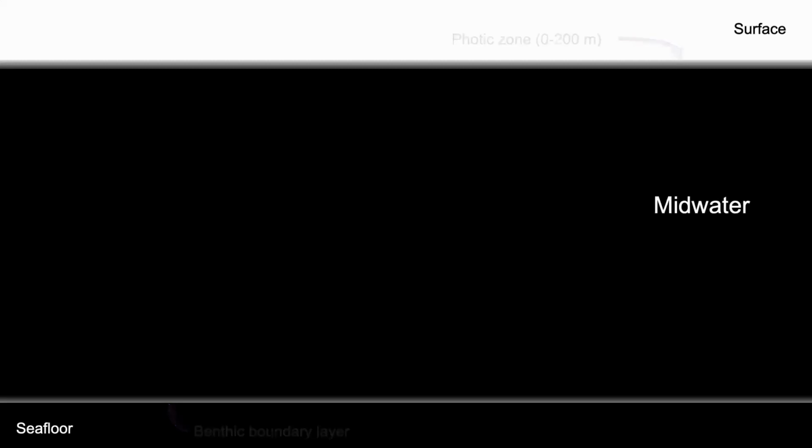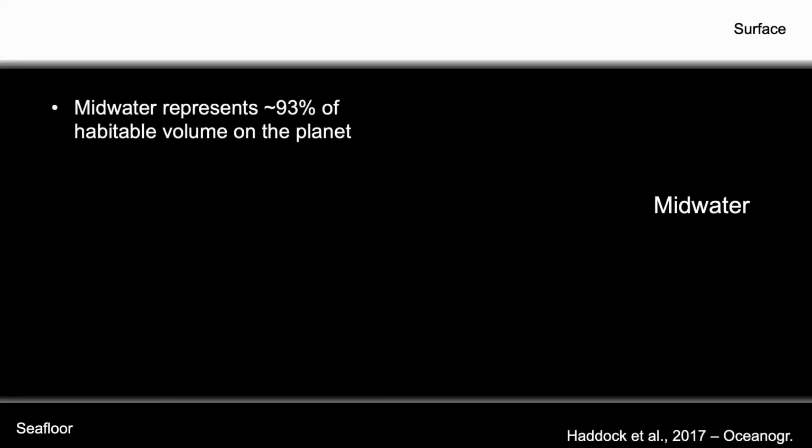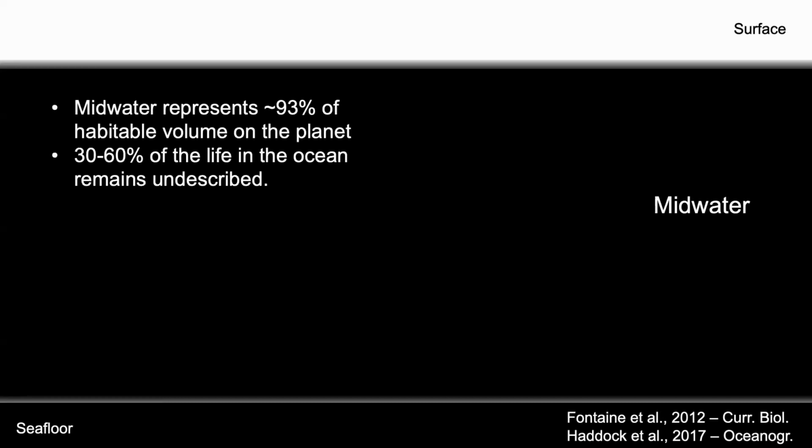And in a space as big as this, the organisms that you might see there are rather sparse. And actually finding them can be a big challenge. And as a result of that, given that we have this midwater environment that represents about 93% of the habitable volume on the planet, about 30 to 60% of the animals that live there are totally unknown to science. We've never seen them before, so even just spotting them can be very difficult.